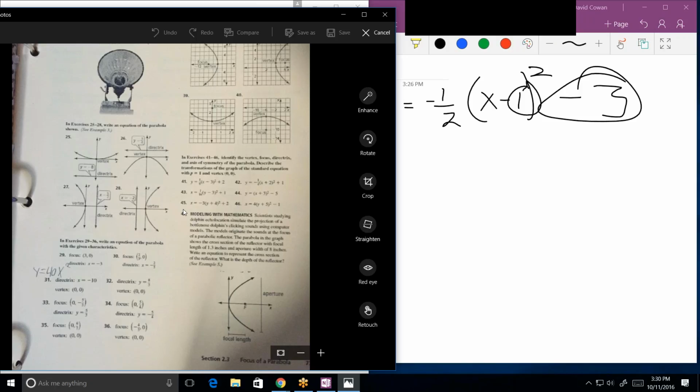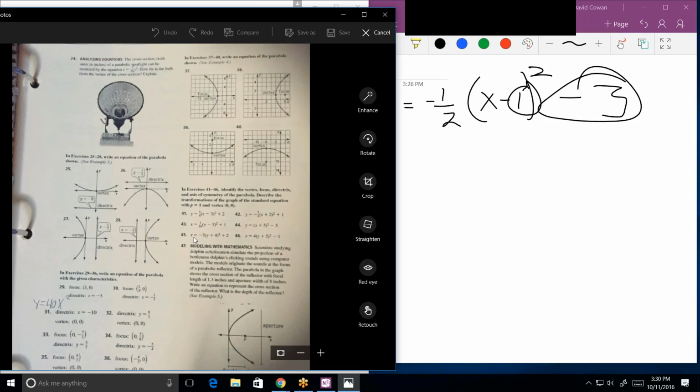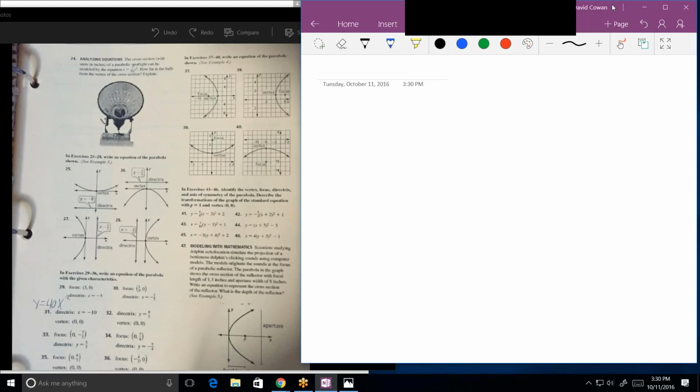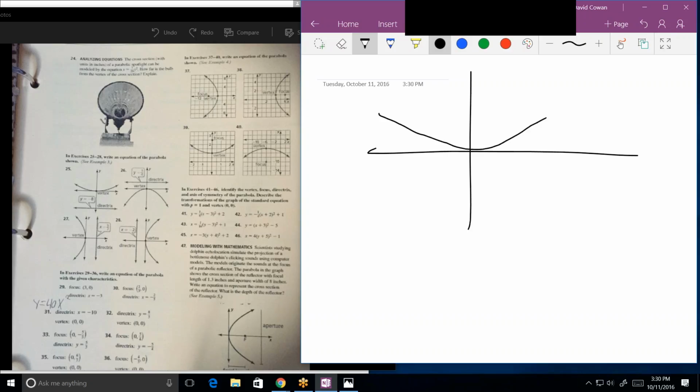Could we do 25 and 28? Okay. Now we're talking directrix and focus on these. So my 5-minute speech wasn't wasted. You are going to have to do it. So 25, here's our graph. We can see that it's at the origin. It's opening up. So what is approximately our equation going to be?